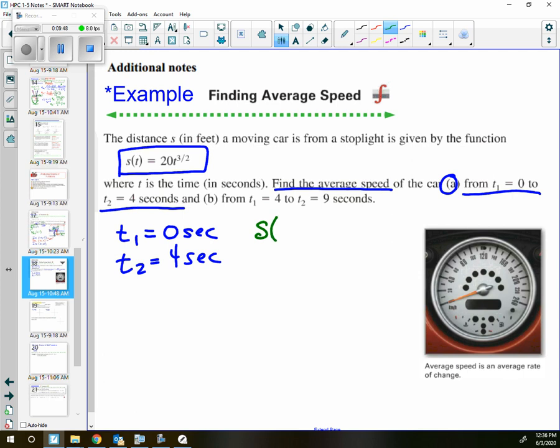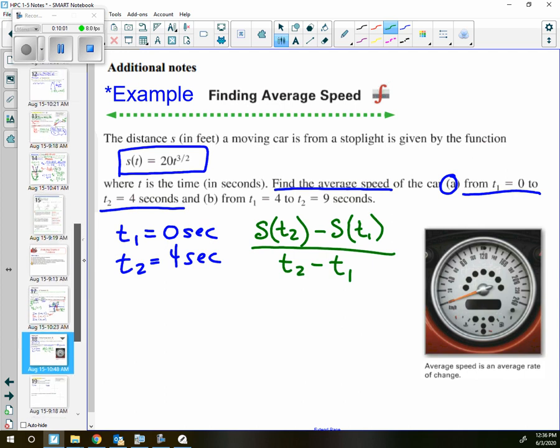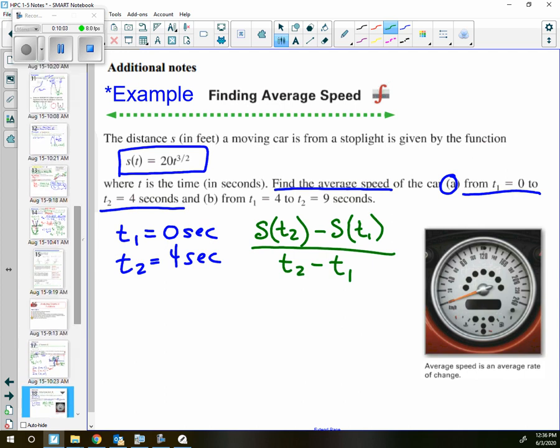So I'd be taking the speed at the second time minus the speed at the first time, over T2 minus T1. Think about how that fits into the average rate of change we talked about yesterday. That's the slope of the secant line, rise over run, the y values over the x values. Well, we're not using y and x now, but the y is your s of t and your x is your t. So it's the same format. So we're going to calculate the value of the function at each of those numbers and then see what that slope is.